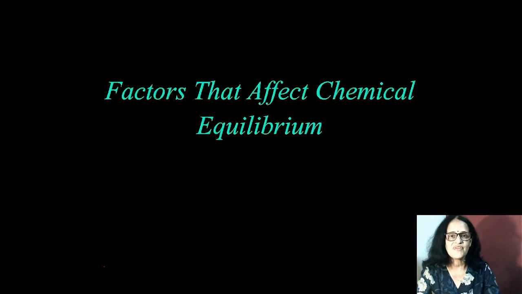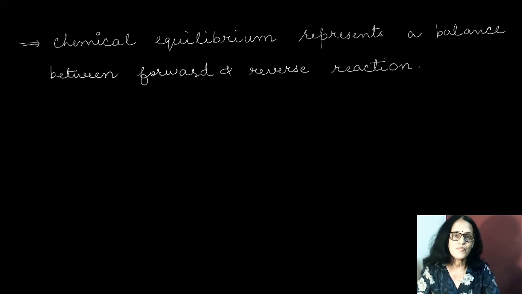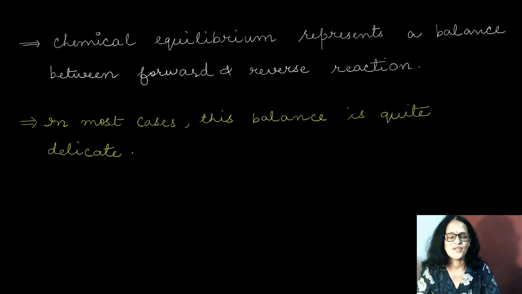In today's session, we will learn about the effect of change in concentration on chemical equilibrium with the help of Le Chatelier's principle. Students, first of all, we will see what is a chemical equilibrium. A chemical equilibrium represents a balance between a forward reaction and a backward reaction. And in most cases, this balance is quite delicate. So you must be thinking why it is delicate.